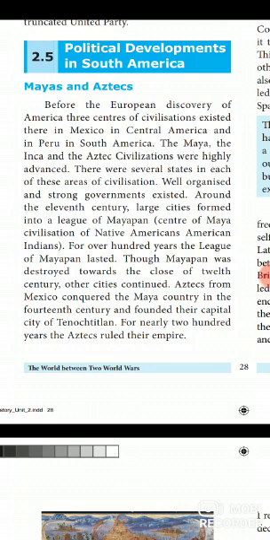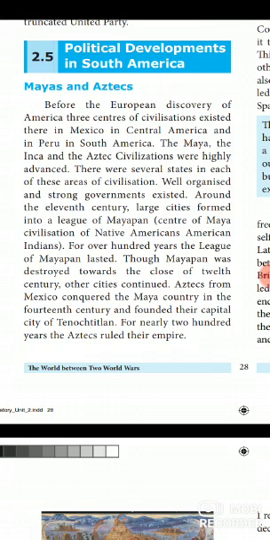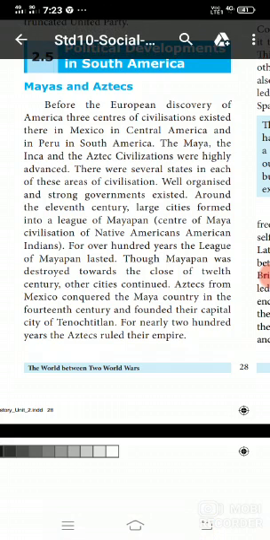Mayas and Aztecs. Before the European discovery of America, three centers of civilization existed there: in Mexico, in Central America, and in Peru in South America. The Maya, Inca, and Aztec civilizations were highly advanced. There were several states in each of these areas, and well organized and strong government existed.